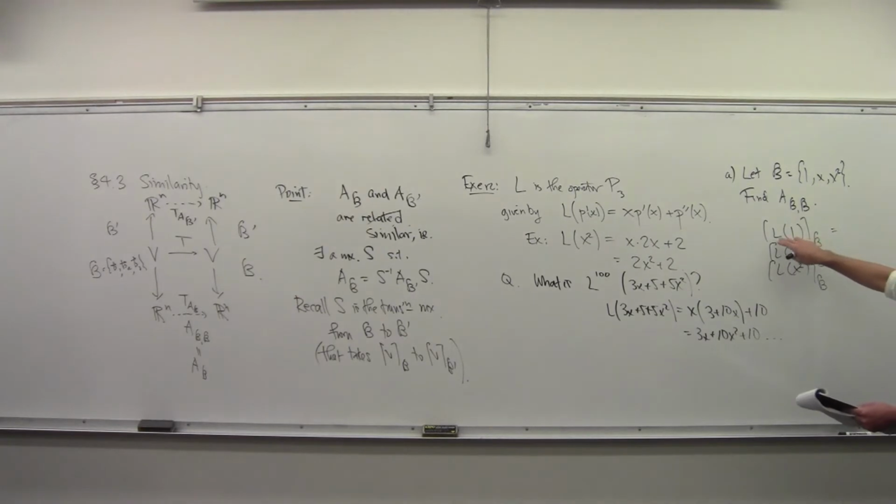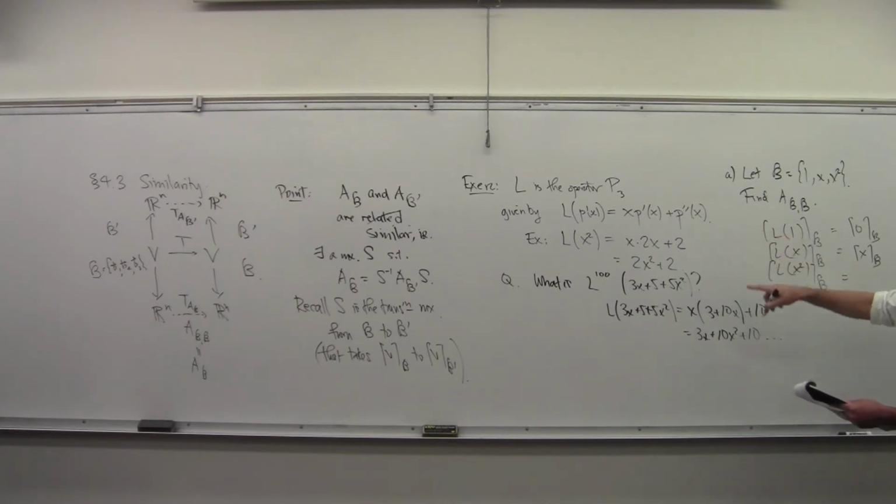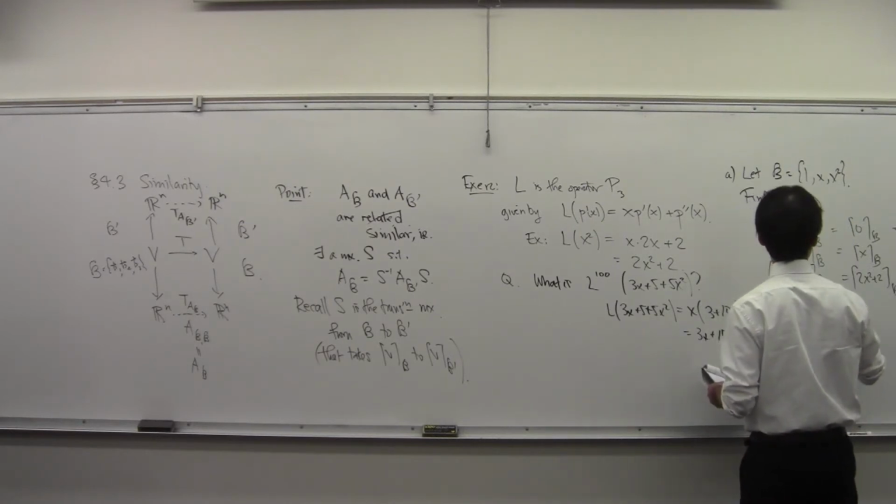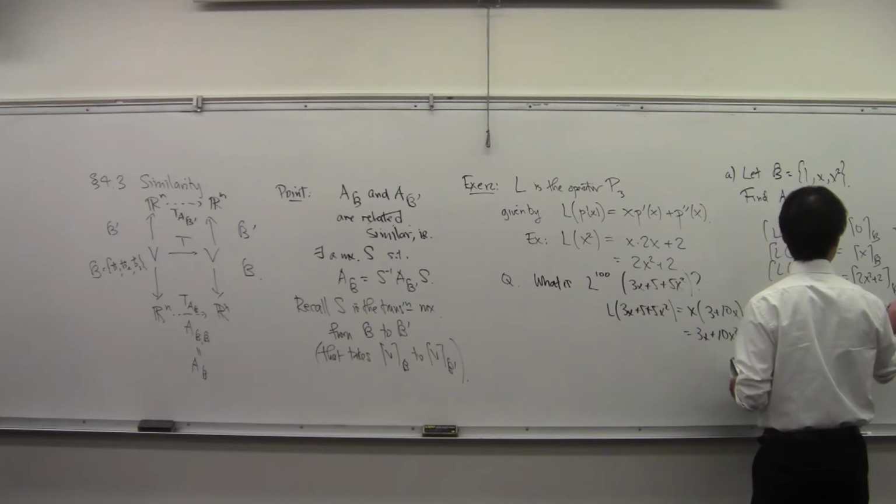So you take L of 1, which is just going to be 0. L of x is going to be x. L of x squared, that's going to be 2x plus 2. And so when you take the coordinate vectors, this one's going to be 0, 0, 0. This one's going to be 0, 1, 0. And this one's going to be 2, 0, 2. So the matrix representation with respect to B and B is 0, 0, 0, 0, 1, 0, 2, 0, 2.